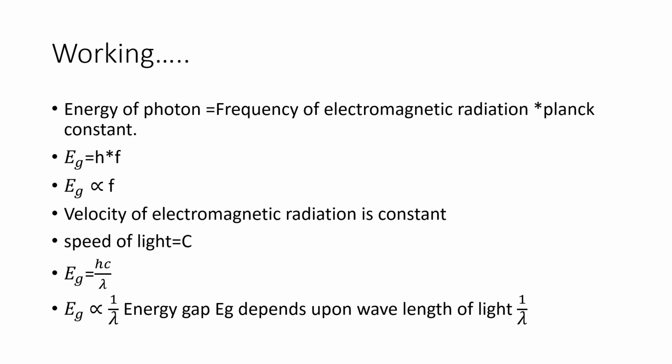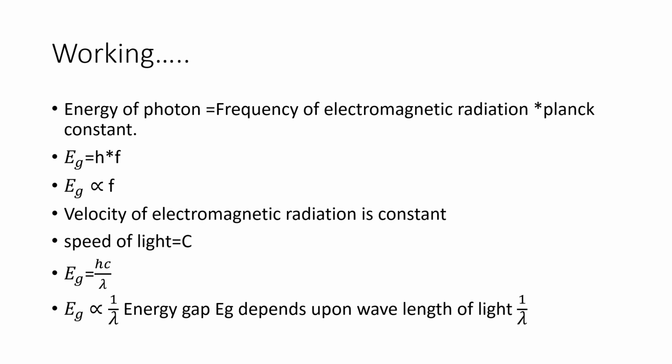So Eg is proportional to the frequency of electromagnetic radiation. So the energy gap of the particular material determines the emitted light. Usually the velocity of electromagnetic radiation is constant, the speed of light is constant.